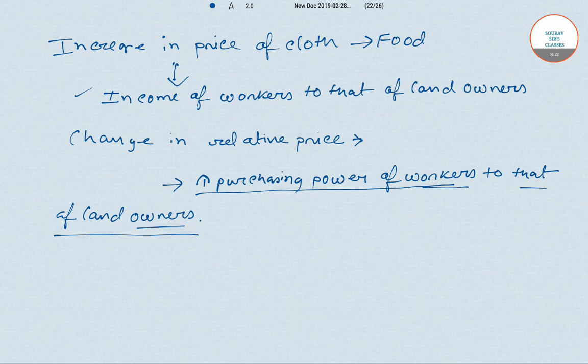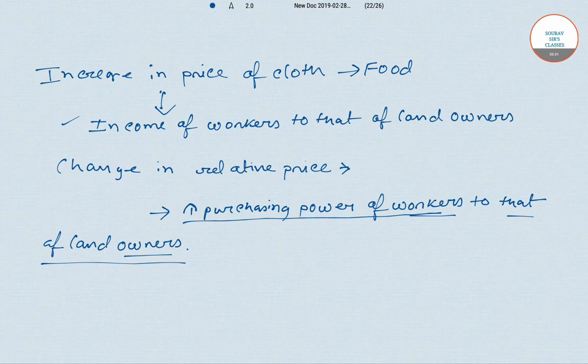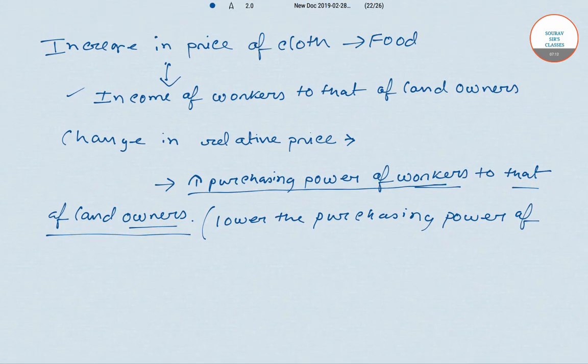Now we know that a change in relative price will unambiguously raise the purchasing power of workers and lower the purchasing power of landowners by raising real wages and lowering real rent. So here there is an increasing purchasing power of workers relative to that of landowners, and lower purchasing power of landowners.